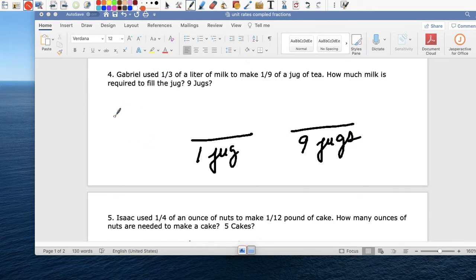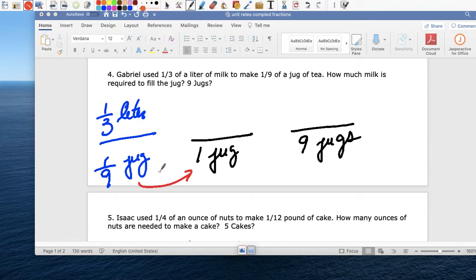Again, we're going to go from rate to unit rate to a prediction here. So let's write the rate. The rate that's given to me, and that's why I write jug at the bottom, because I know it's going to be compared to 1 jug. So that helps me set up my rate. The rate is 1/3 of a liter for every 1/9 of a jug. So the unit rate, how much does it take to fill one full jug?